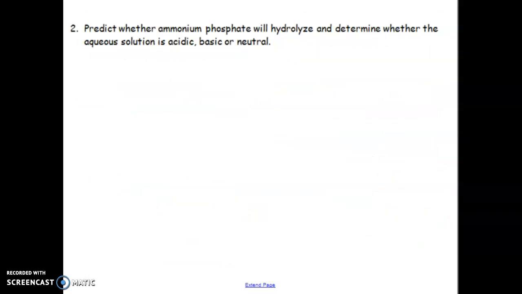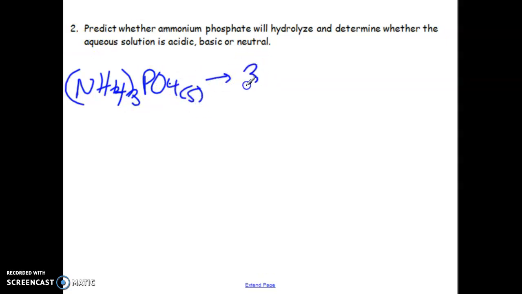Okay, so let's look at our next one. So we have here ammonium phosphate. It's the same thing, just a different compound. So we are predicting if ammonium phosphate will hydrolyze and then determine if it's going to be acidic, basic, or neutral. Okay, so let's start off by looking at our dissociation. Phosphate has a charge of 3 minus. So we are dissociating that.